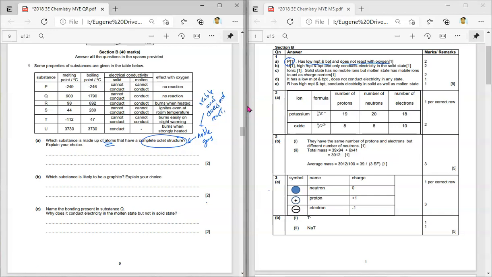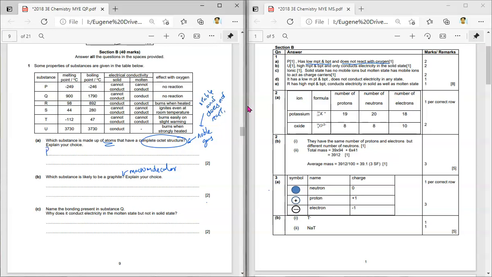Next one, B. Which substance is likely to be graphite? Graphite has a macromolecular structure. Macromolecular structures generally have a high melting and boiling point. Because in graphite each carbon is bonded to 3 others instead of 4, compared to diamond, it is also able to conduct electricity in the solid state. So actually the answer will be U.